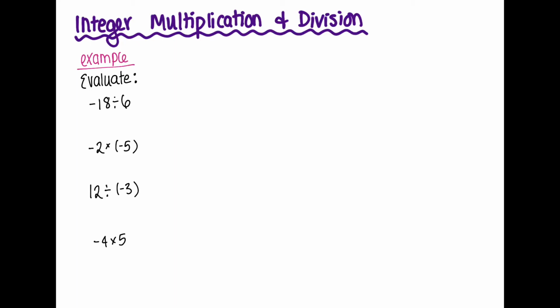Integer multiplication and division. This topic isn't very difficult in terms of what it's asking you to do numerically. The problem comes in with the signs. So here's the important thing. If you have two negative numbers and you multiply them together, you're going to get a positive. If you have two positive numbers and you multiply them together, you're going to get a positive.